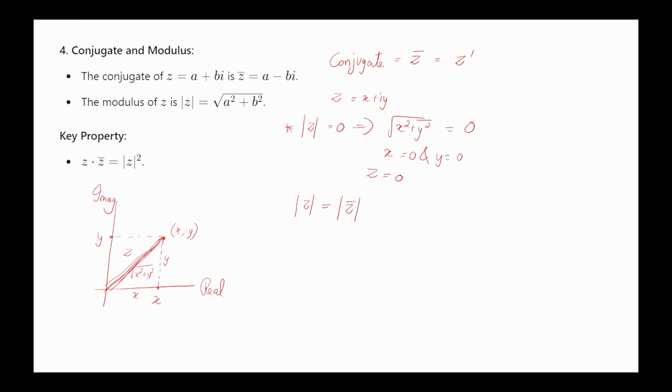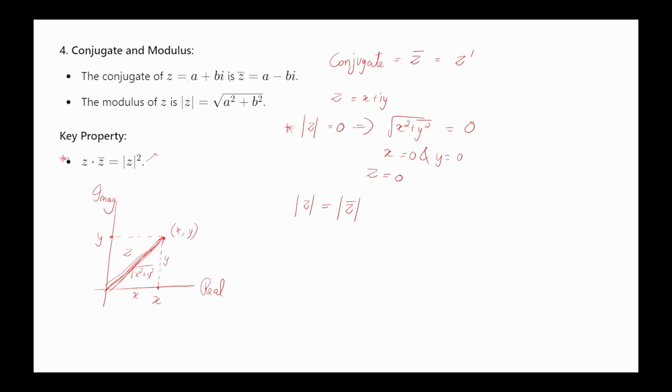Of course, the modulus is going to be the same for both, right? Root under A square plus B square. The minus sign does not affect my modulus. So this modulus is going to be the same. And let's say if I multiply my Z with Z bar, I'm going to get modulus Z whole square. You can, of course, prove this property as well.